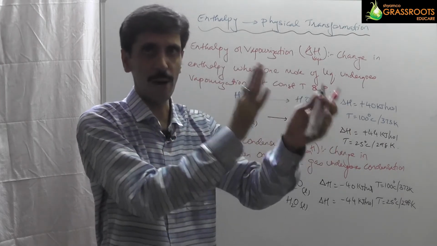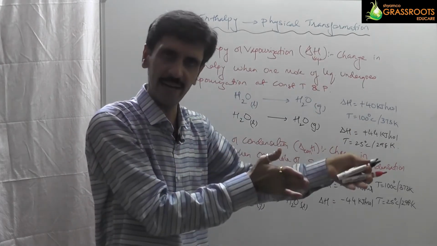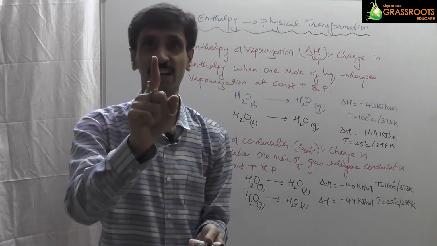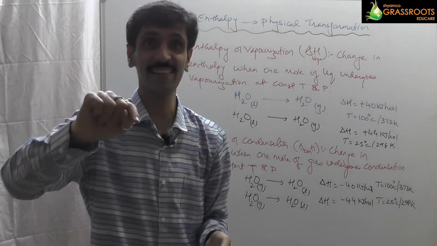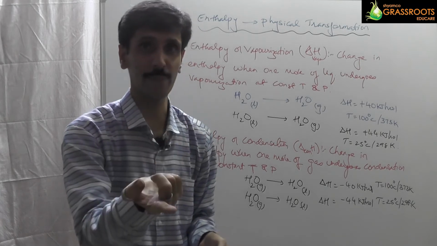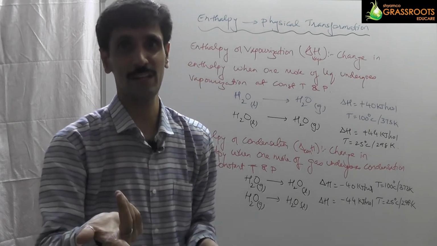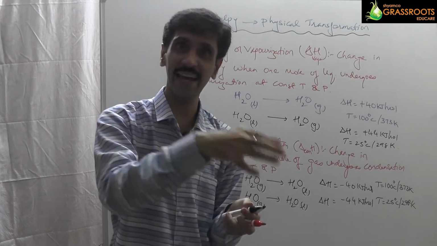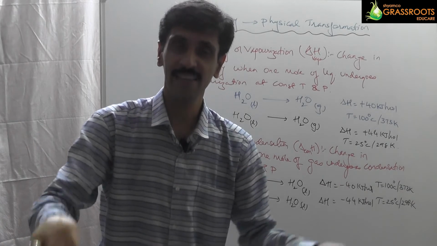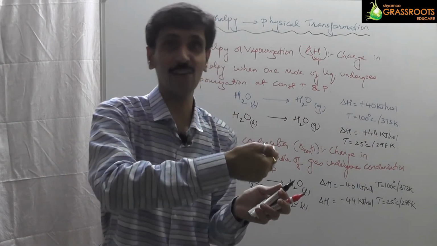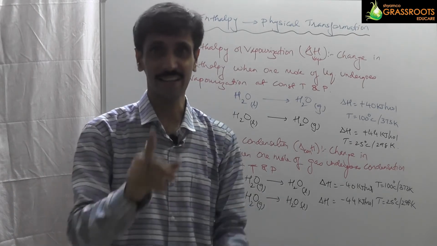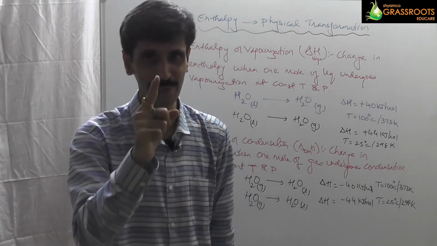So fusion's opposite is freezing. Vaporization's opposite is condensation. Fusion is endothermic, so freezing is exothermic. Similarly, vaporization is endothermic, so condensation is exothermic. To heat anything, heat is supplied, and when heat is supplied the process becomes endothermic. To cool anything, the heat has to be removed, and removed means it is exothermic. All right, the concept is very clear. Is it going into everyone's mind properly?